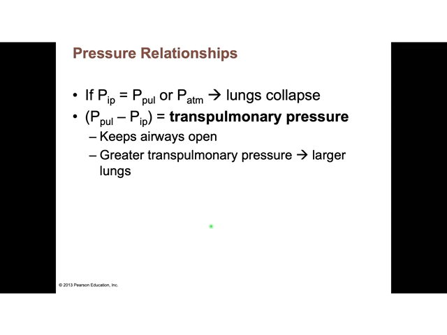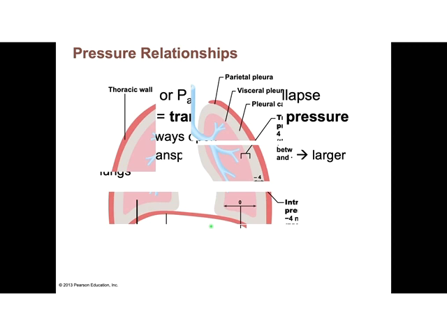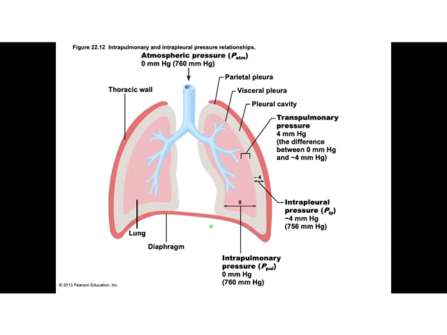If pulmonary pressure minus intrapleural pressure results in a transpulmonary pressure, the size of the lungs will depend on the amount of transpulmonary pressure. The greater the transpulmonary pressure, the larger the lungs are going to be. Okay, so you can see here where these pressures are measured, right? Transpulmonary between the interior of the lung and the pleural cavity, right? Intrapleural within the pleural cavity, right? And intrapulmonary within the chamber of the lungs themselves.